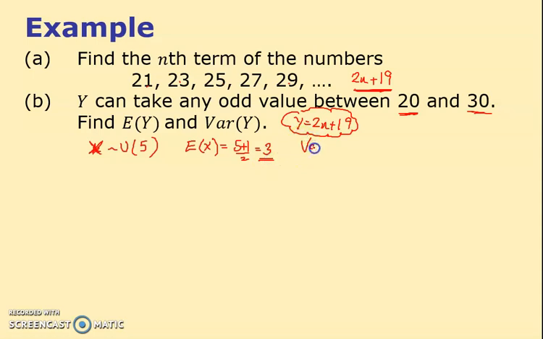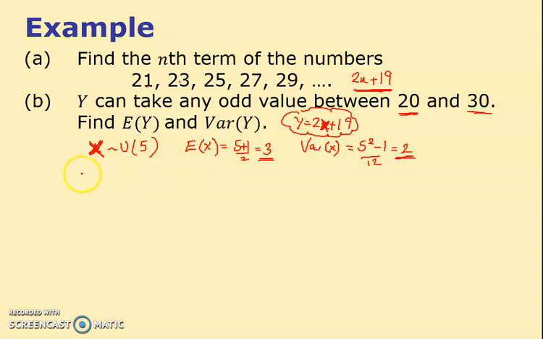And my var of x, well, I had a formula for that as well. It's n squared minus 1 over 12. So it's 5 squared minus 1 over 12, which is 24 over 12, which is 2. So I've got these two answers. I perhaps should have written my y as y equals 2x add 19, since I ended up writing x for my odd numbers.